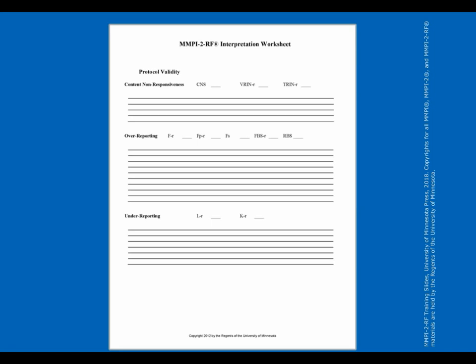of these scales. And what this does is it organizes the interpretations in a manner consistent with the standard MMPI-2-RF interpretive structure, which, for example, says that you begin with assessing content non-responsiveness, and then over-reporting, and then under-reporting. So essentially, this puts everything in the correct order for you.